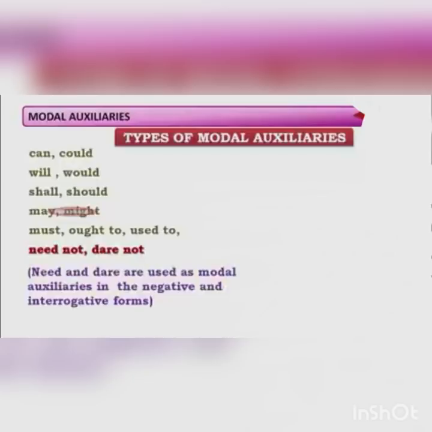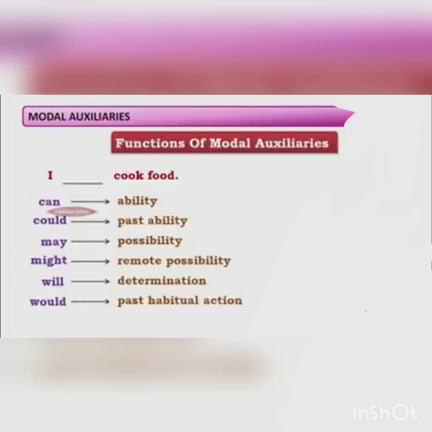Okay? Now we have already seen the meaning of modal auxiliaries and the examples of modal auxiliaries: can, could, will, would, shall, should. Now we will move further. We'll move to the important topic. What are the functions of these modal auxiliaries? Okay. So we shall go to the functions now, the different functions of different modal auxiliaries.